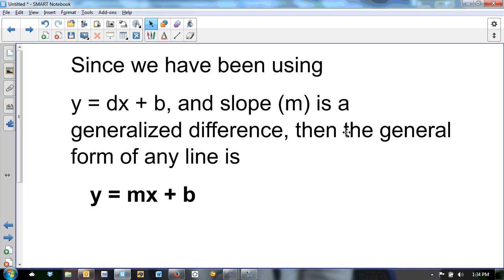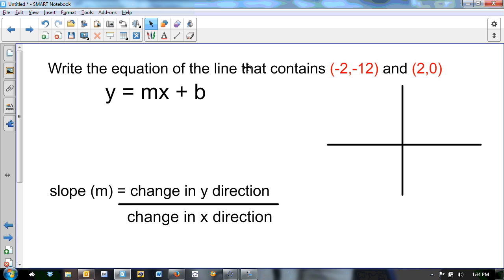But it's more generalized. So then if this is the rule that we were using, y equals dx plus b, our difference times our term number plus our 0th term, or y-intercept. Now we just think of it as, in any line, it's going to be the slope, the ratio or the fraction of how we get from one point to the next in simplified form, times x plus our y-intercept value. Okay, so let's see if we can do that for this one here.